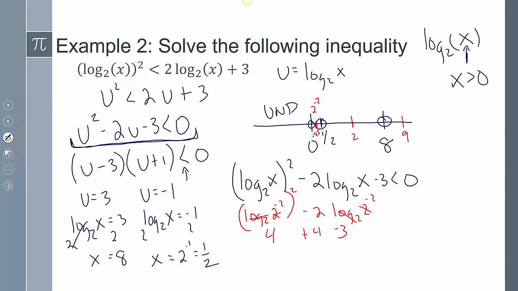I'll use a different color. So that's going to be a positive in that region.